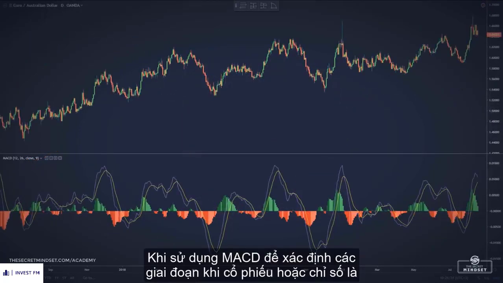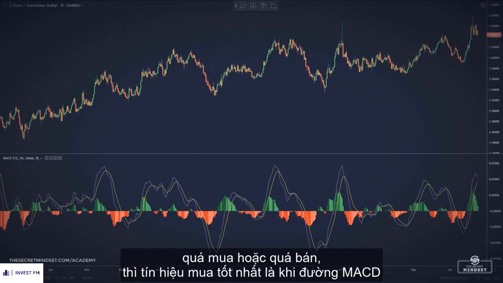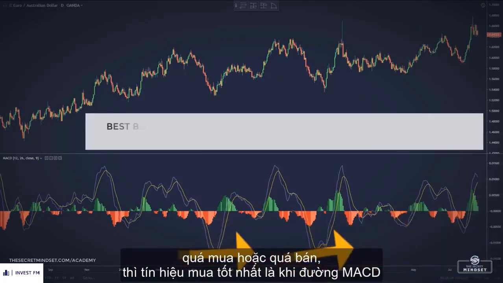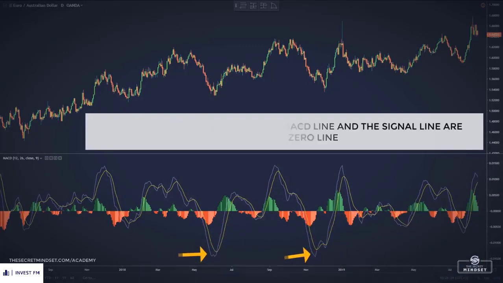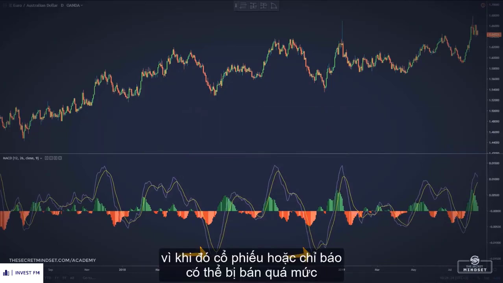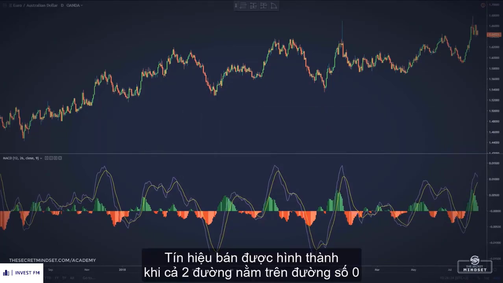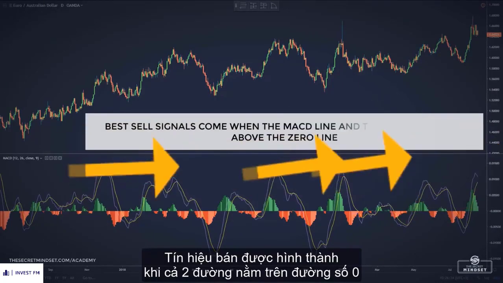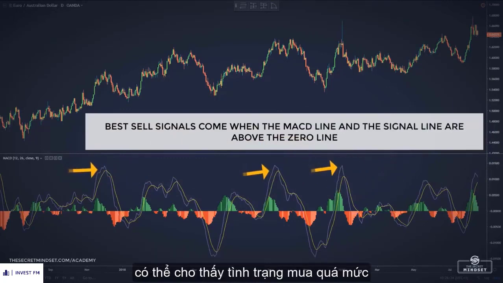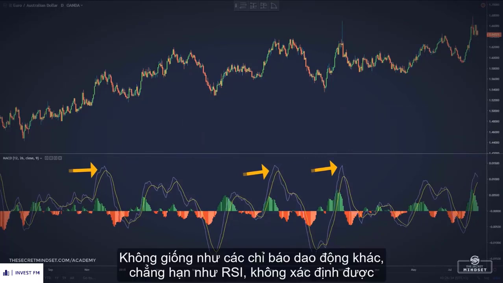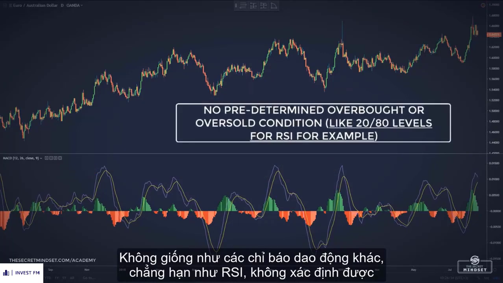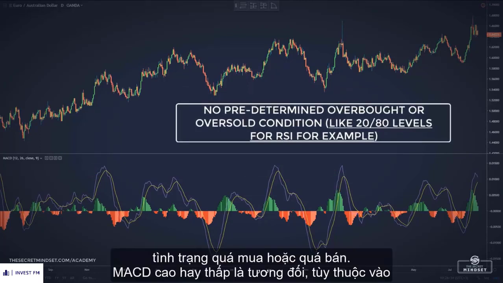When using the MACD to identify periods when a security or index is overbought or oversold, the best buy signals come when the MACD line and the signal line are below the zero line, as the security or index may be oversold. Sell signals are generated when the lines are above the zero level, where they may indicate an overbought condition. Unlike other oscillating indicators such as the RSI, there is no predetermined overbought or oversold condition.